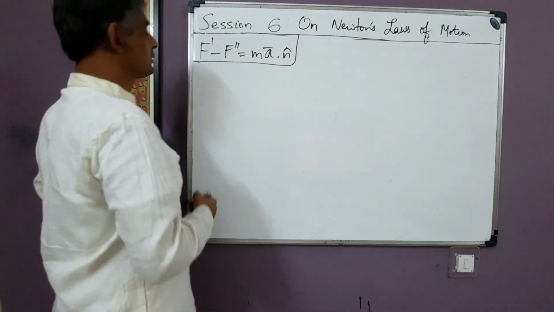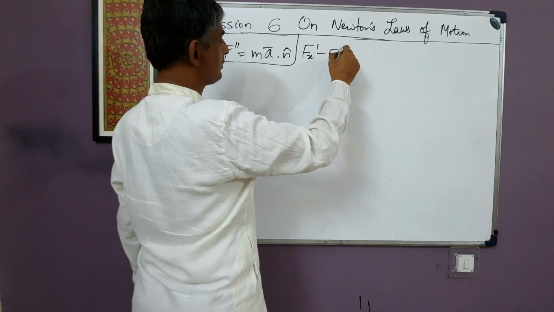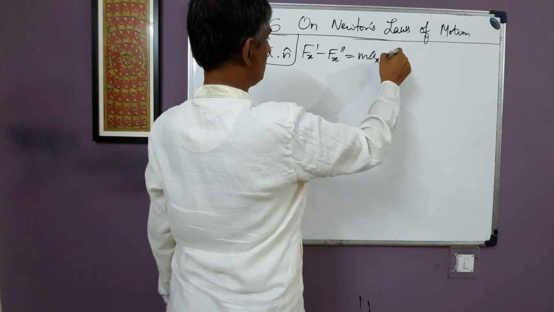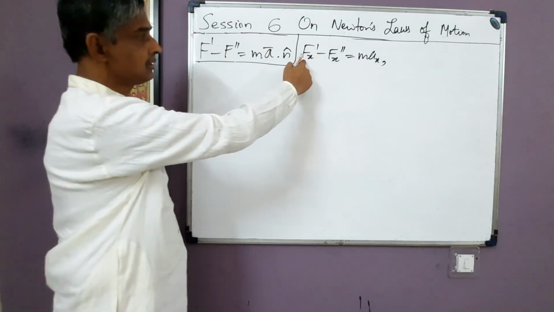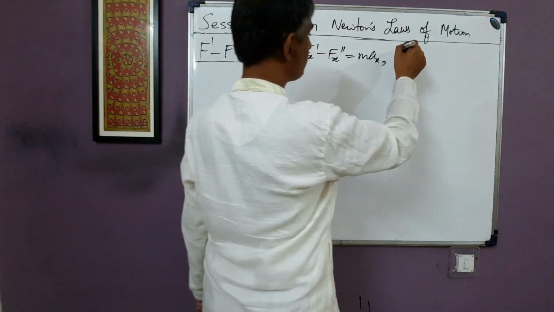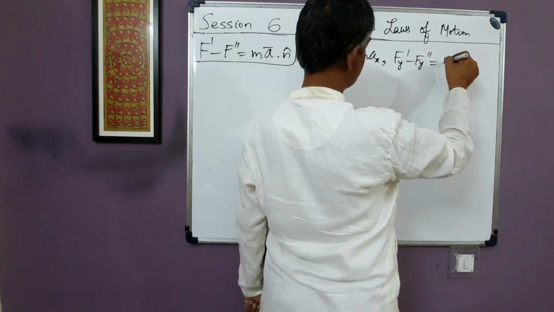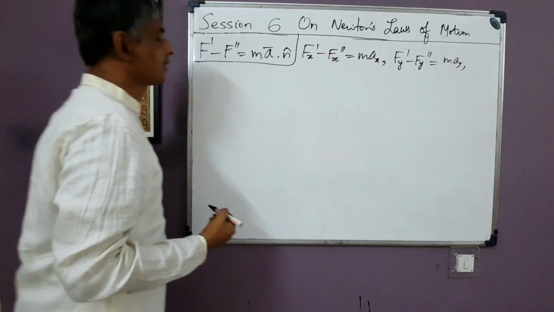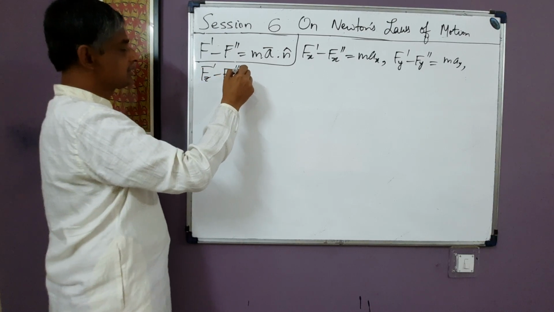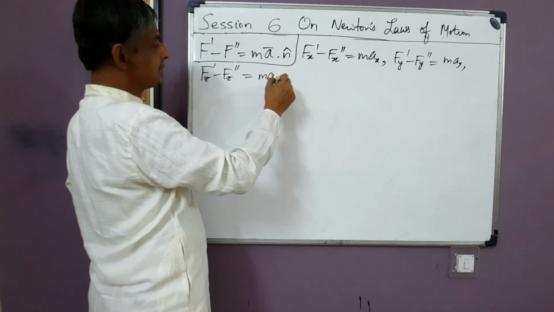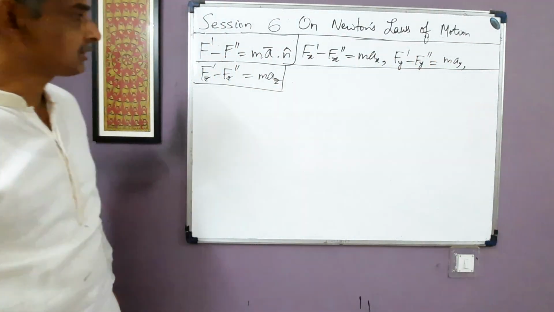In case we want to apply Newton's second law along the x-axis, then this equation becomes Fx' minus Fx'' equals m times ax. The meaning of Fx' and Fx'' is the same as here, only we take the x component. Similarly, along the y direction, Fy' minus Fy'' equals m times ay. And along the z direction, Fz' minus Fz'' is equal to m times az. So this is the working formula just stated here.